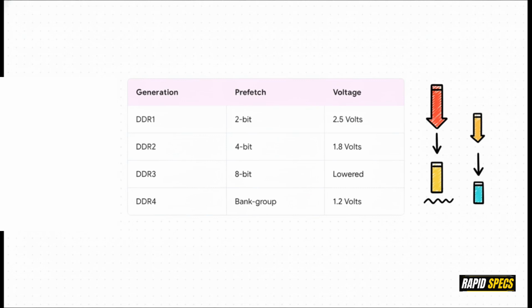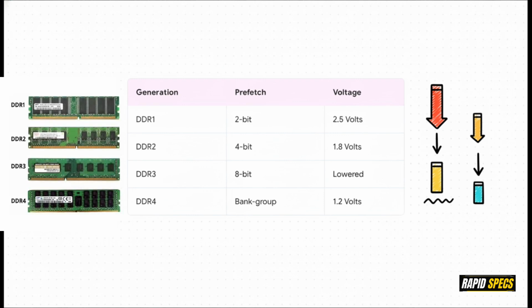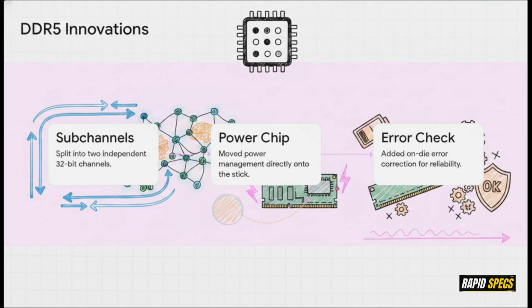Now, these generational leaps were achieved through two simultaneous trends. As processors got faster, engineers systematically redesigned the internal architecture, like pulling 4 bits of data at a time in DDR2, 8 bits in DDR3, and introducing bank groups in DDR4. But simultaneously, they systematically dropped the voltage from 2.5 volts in DDR1 all the way down to just 1.2 volts in DDR4. This brilliant engineering basically meant your PC could run significantly faster while staying much cooler and a lot more efficient. Let's see how this builds into the modern era with DDR5.